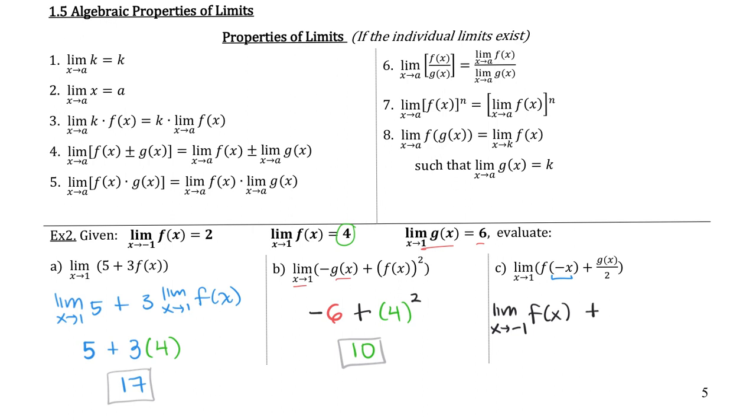Okay, and then let's go to the next one. And then if I apply the limit as x approaches 1 to g of x, I get 6. And then I divide it by 2. Now the limit as x approaches negative 1 of f of x is 2. So I'm going to get 2 plus 3, which is 5.